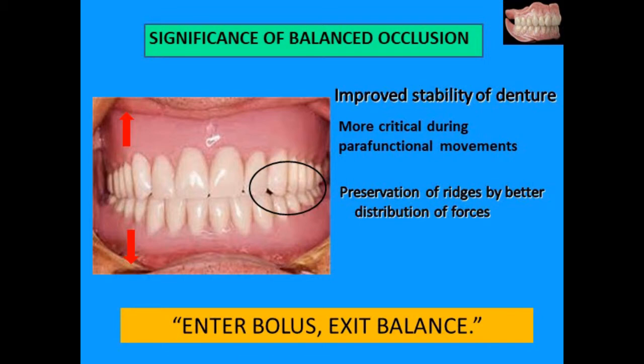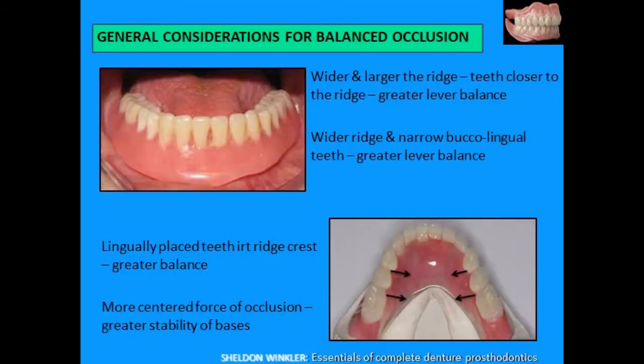So only for 10 minutes there is masticatory tooth contact and balancing is not needed, but for the 4 hours of tooth contact, balanced occlusion is important to maintain the stability of the denture, and hence balanced occlusion is critical during the parafunctional movement. The next significant point, we already discussed, is preservation of ridges by better distribution of forces. Next is the general considerations for balanced occlusion given by Sheldon Winkler.